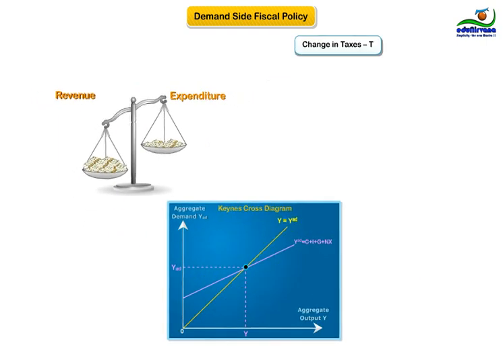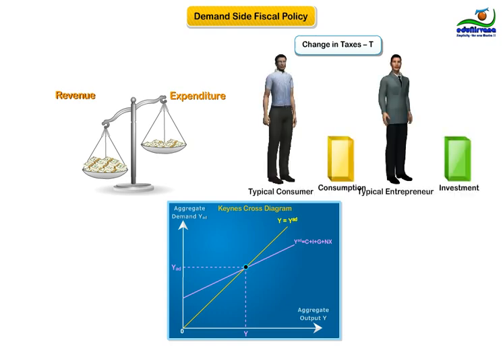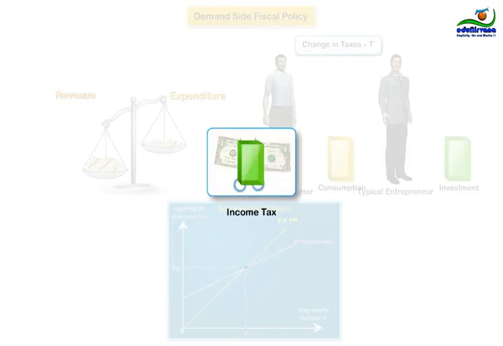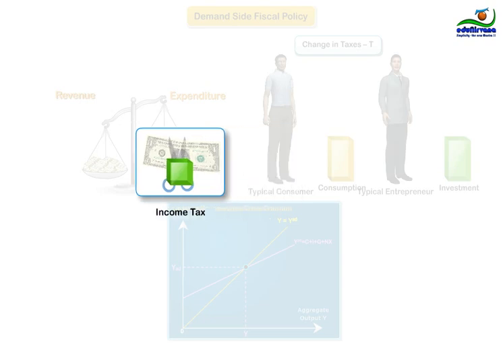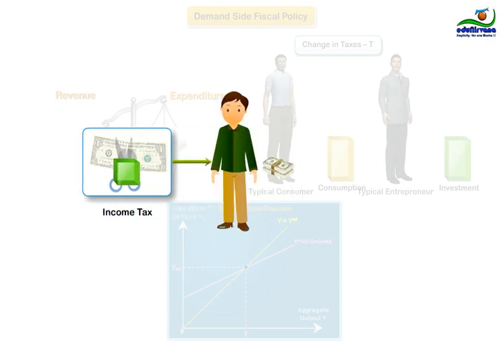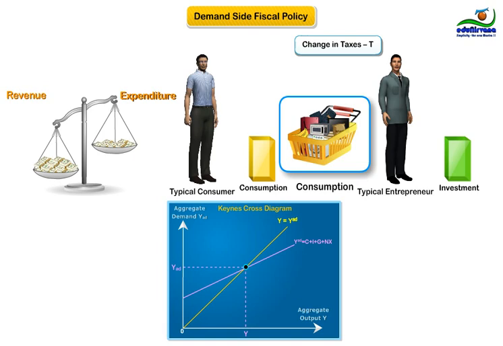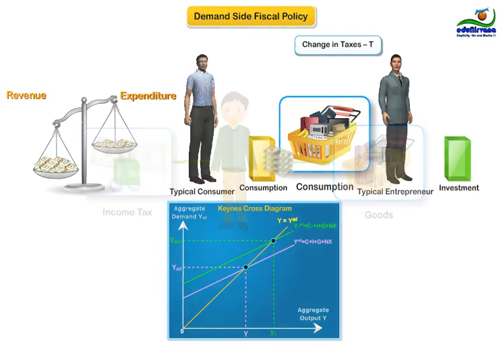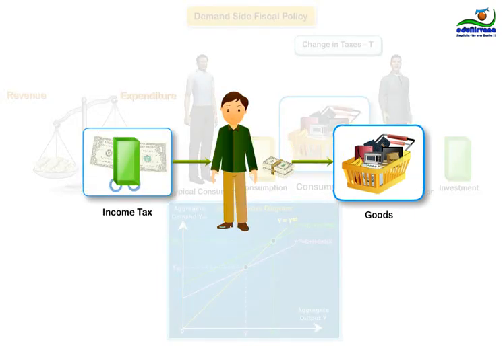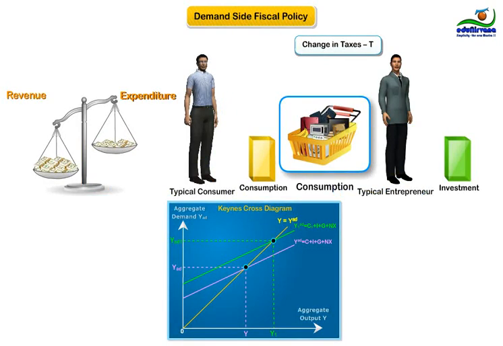A change in taxes, that is T, can affect consumption, investment, or both, and it therefore can affect aggregate demand. For example, a decrease in income taxes increases disposable, that is after-tax, income, which permits individuals to increase their consumption. As consumption rises, the AD curve shifts to the right. An increase in taxes decreases disposable income and lowers consumption. As consumption falls, the AD curve shifts to the left.